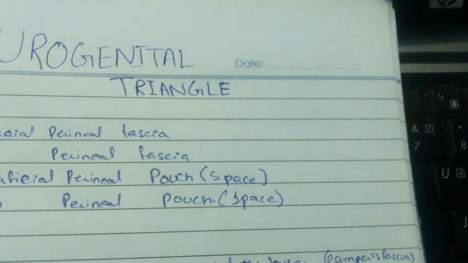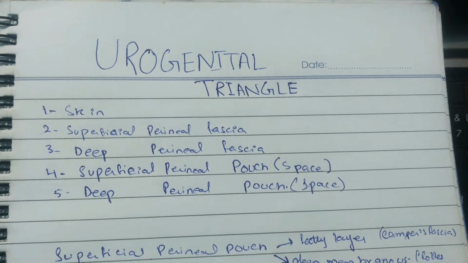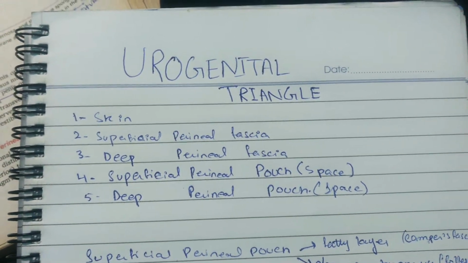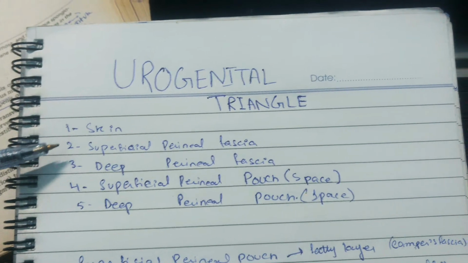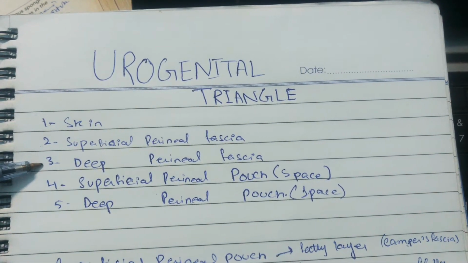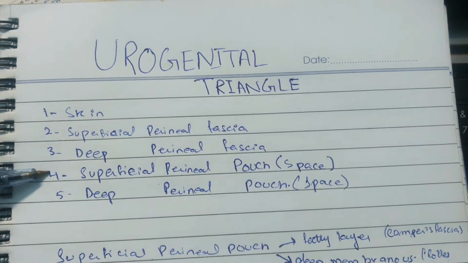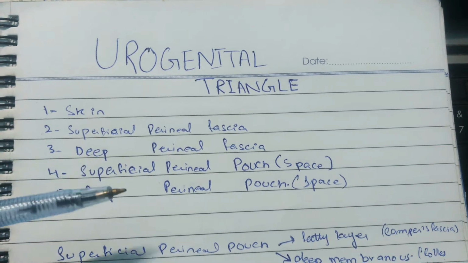So just have a look over here. We are going to have skin present on the outermost surface, and after the skin we are going to have this superficial fascia. So after skin we are going to have superficial perineal fascia and deep perineal fascia. After the fascias we usually get the superficial perineal pouch and deep perineal pouch, which are also known as superficial perineal spaces.